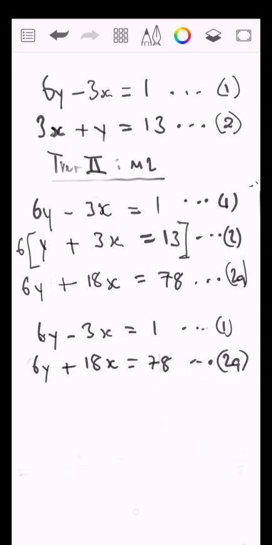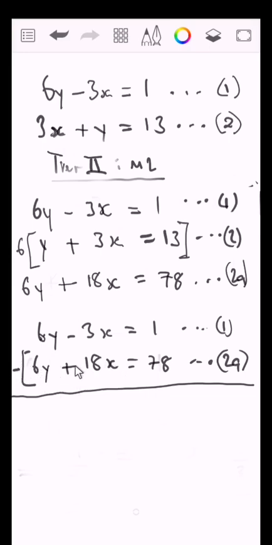Now the problem has been mitigated because the coefficients of both y in the first equation and y in the second equation are all 6. Now to eliminate y, we simply need to subtract. So this is a subtraction. We are subtracting the second equation from the first equation. Put our line here. 6y minus 6y, it's 0. Y eliminated. Minus 3x minus plus 18x.